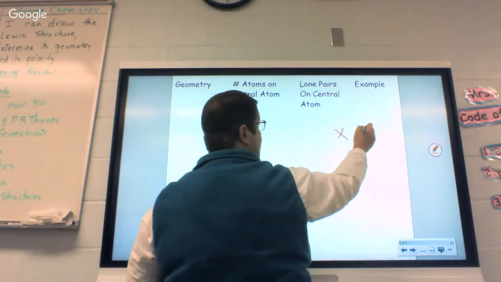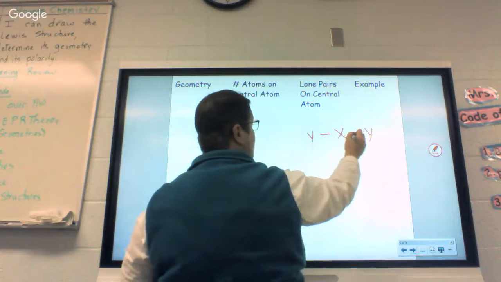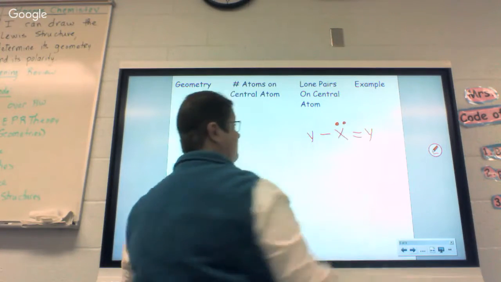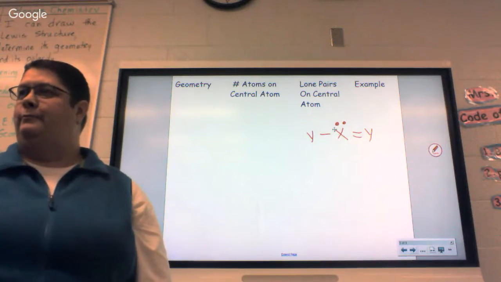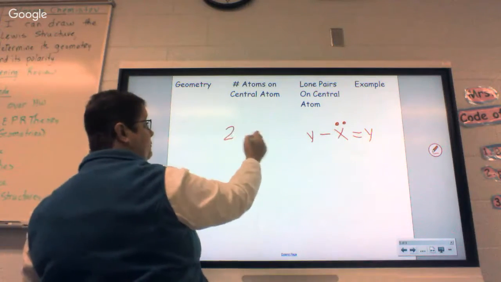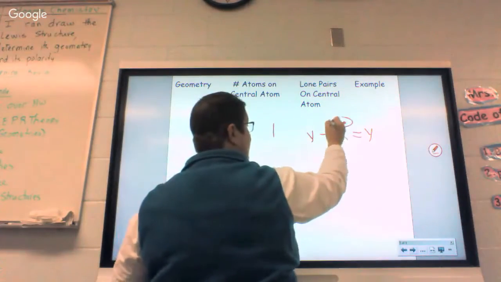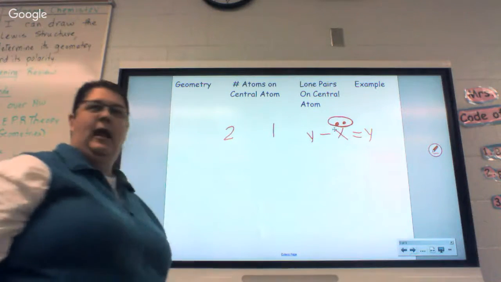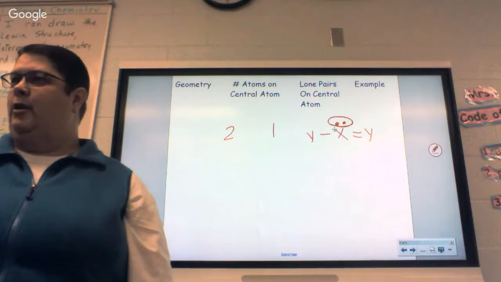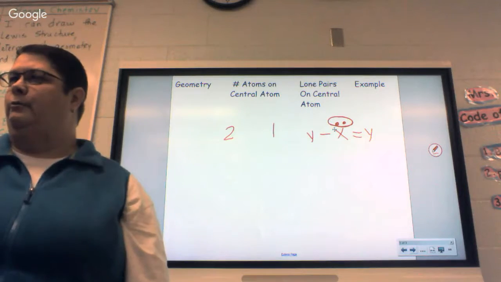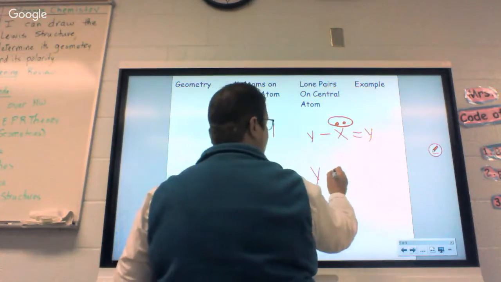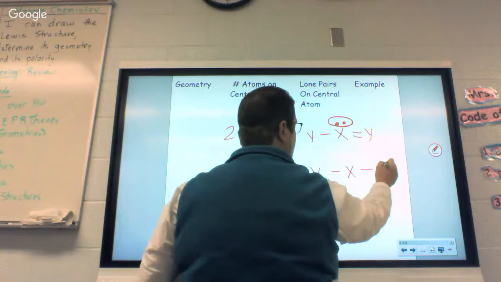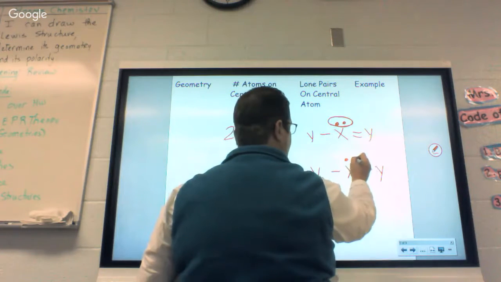All right, so if you have something that looks like this, how many atoms are coming off the central atom? How many lone pairs? Okay, you see that dot that's right there on the central atom? It looks a lot like linear, doesn't it? What makes it different from linear? It has those dots. Same thing if you have this.